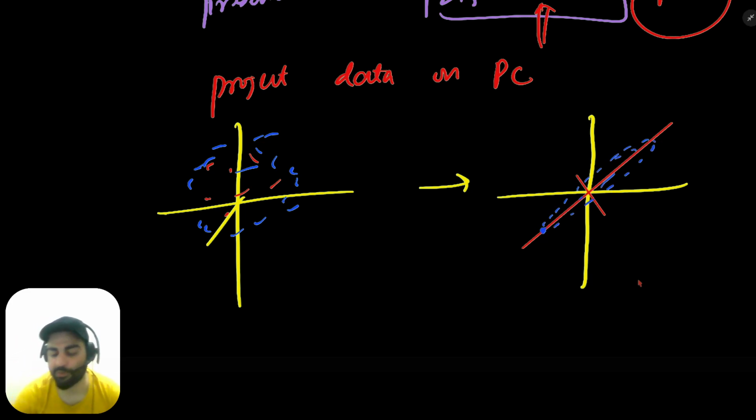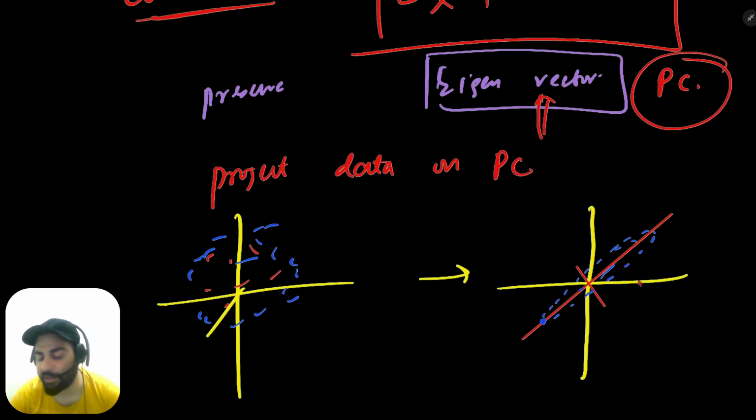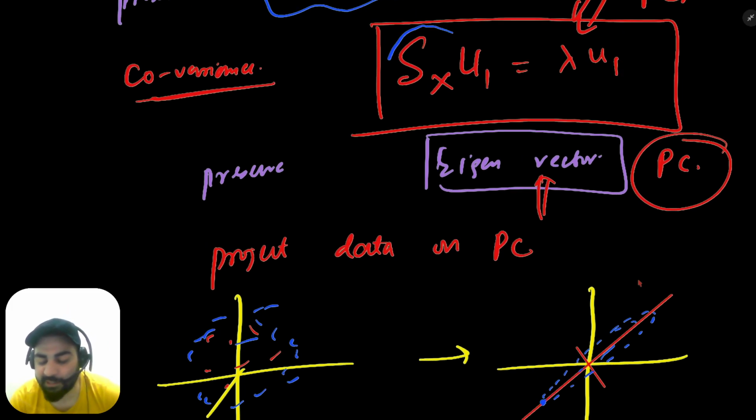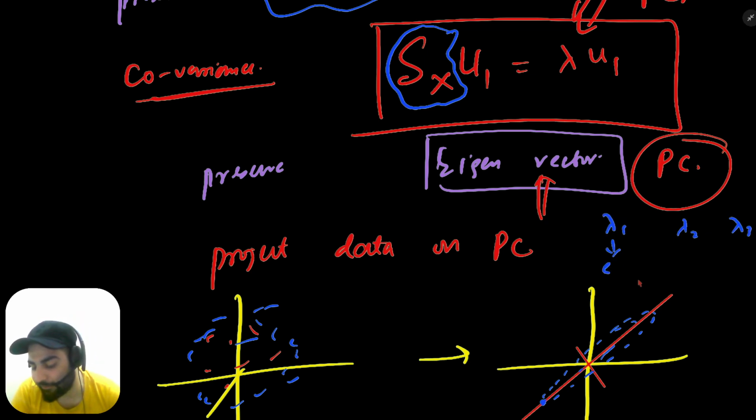The projection will be like this, because now I try to find principal components. How to find principal components? In order to find principal components, we'll find the eigenvectors of this covariance matrix, and the eigenvectors corresponding to higher eigenvalues. So let's suppose the eigenvalues will be lambda 1, lambda 2, lambda 3, like this, and correspondingly we have eigenvectors e1, e2, e3. Let's suppose this is sorted in this order.